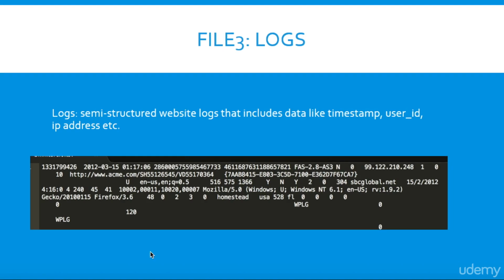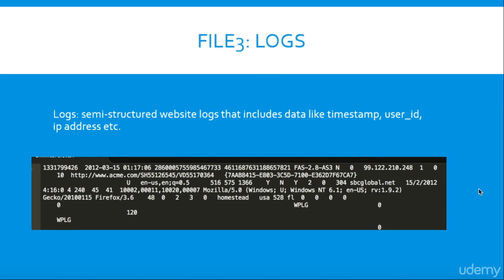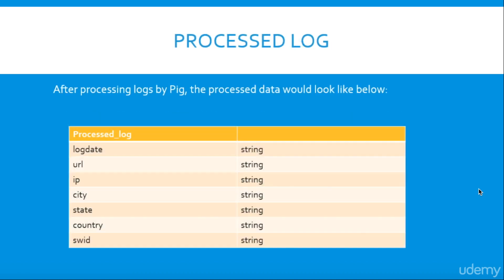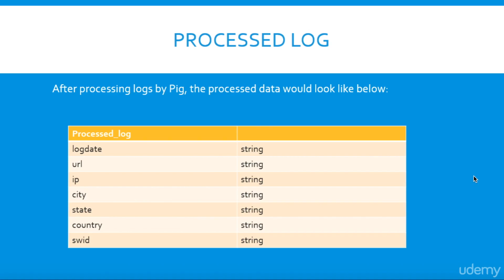Okay, so first of all, we will upload the logs file into HDFS. Then we will process the semi-structured data into a structured one using Pig, and we'll dump the processed data into another directory in HDFS. After processing the logs by Pig, the processed data would look like this. It will contain log date, IP, URL, user ID, city, country, state. Then we will design an external table in Hive to read this processed data for further analysis. Since Hive provides JDBC ODBC connectivity, we can connect visualization tools like Tableau to visualize and analyze data.